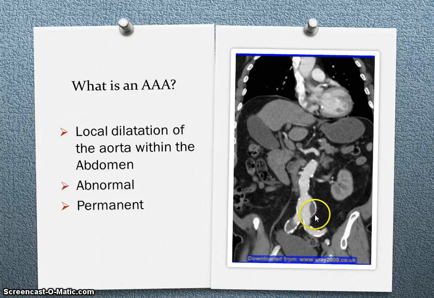The picture on the right shows how the aorta isn't smooth like a vessel should be. And in the lower abdomen, right at the bifurcation, you can see this bulge. This is the aneurysm. And you can also see in the common iliac arteries here, there's another aneurysm.